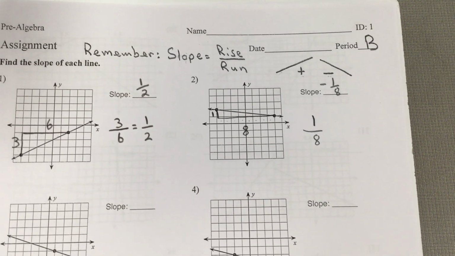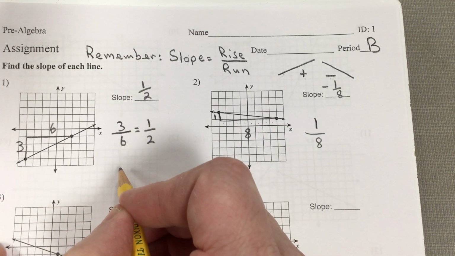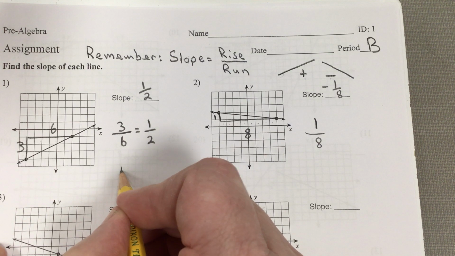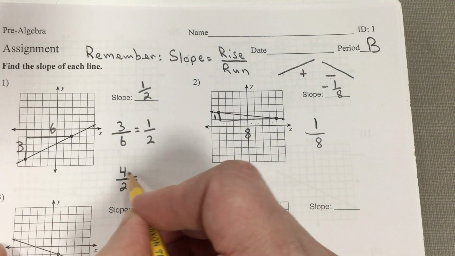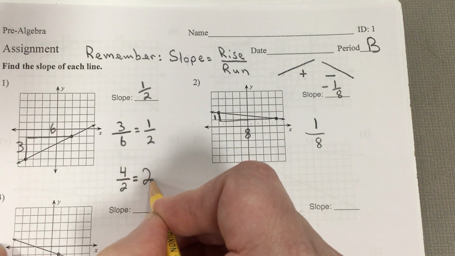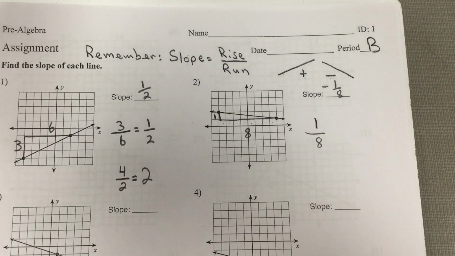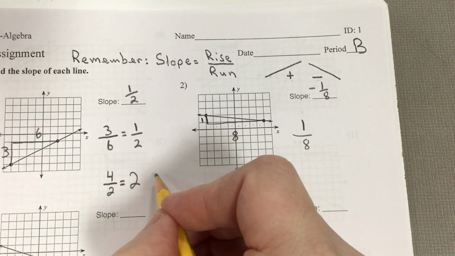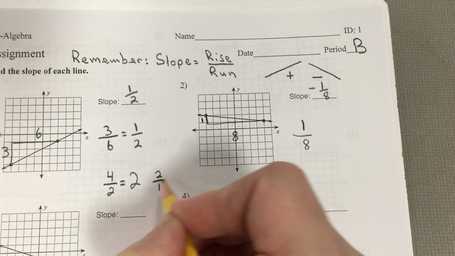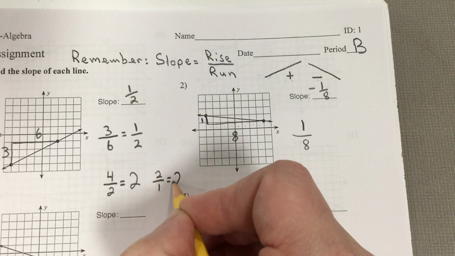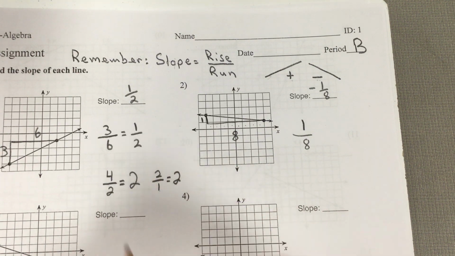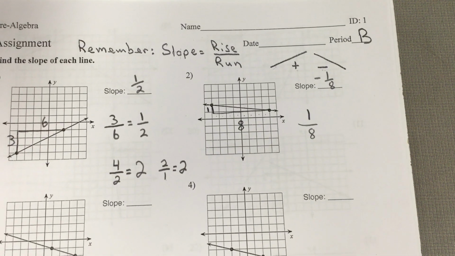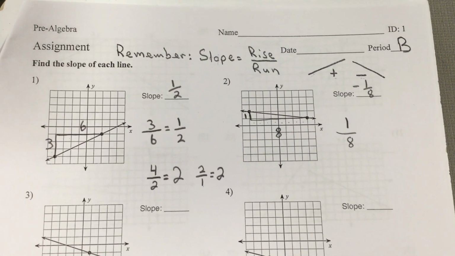Now, sometimes when you create these, for example, if it goes up 4 and it goes over 2, just simplify that to 4 divided by 2 is 2. So write your slope down as 2. Don't leave it as 4/2. Likewise, if it goes up 2 and over 1, 2 divided by 1 is 2, you'd write that as a slope of 2. Don't leave it as 2/2. Write it as a slope of 2.